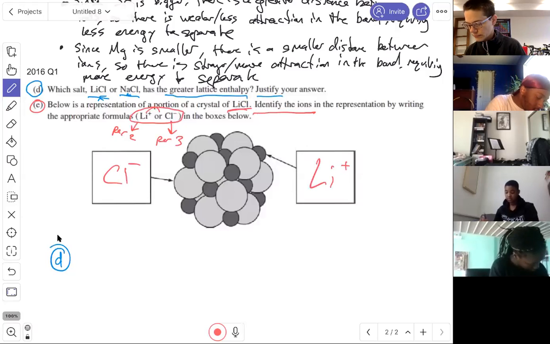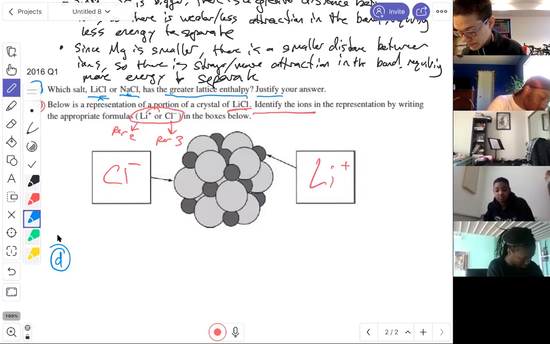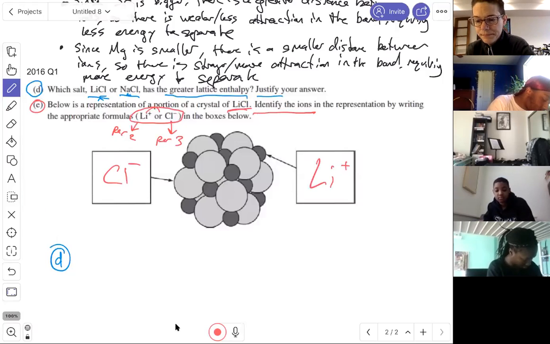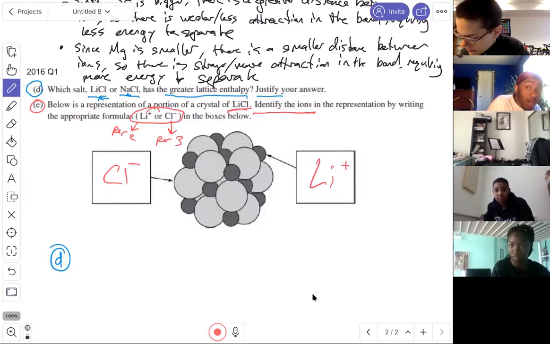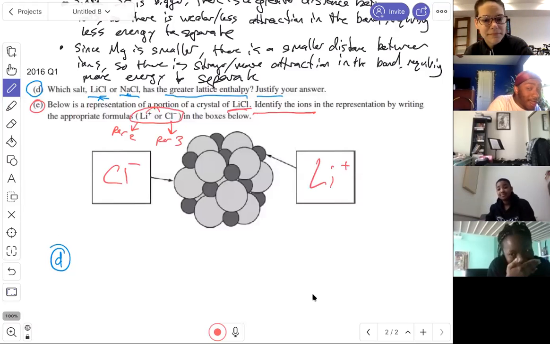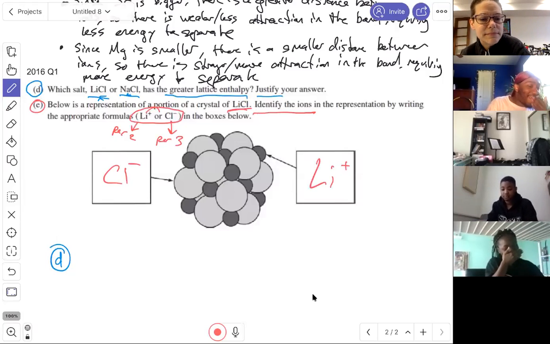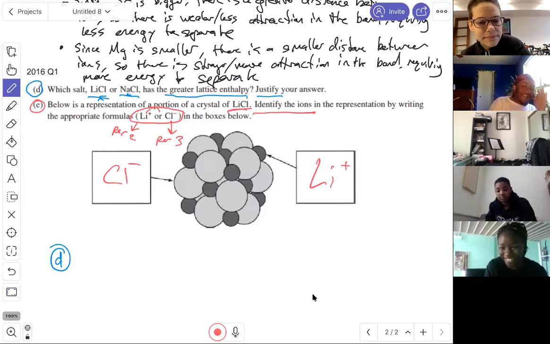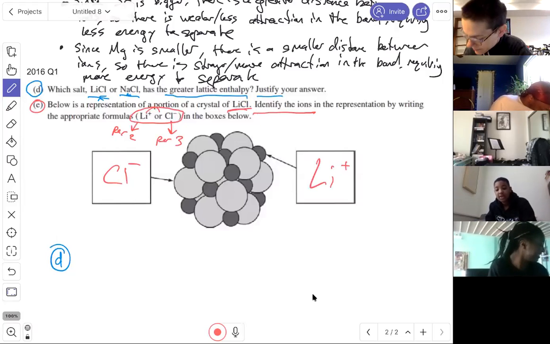Can I tell you my explanation so I can see if it's right? Yes. I'm talking about the first one, for D. I said it was LiCl because it has a smaller atomic radius than NaCl, because it has fewer orbitals, and since Li is smaller, it's a smaller distance between the ions, so it's a stronger attraction in the bond. Yep, all of that. Yay, I was right.